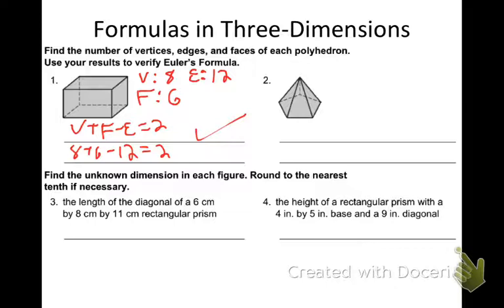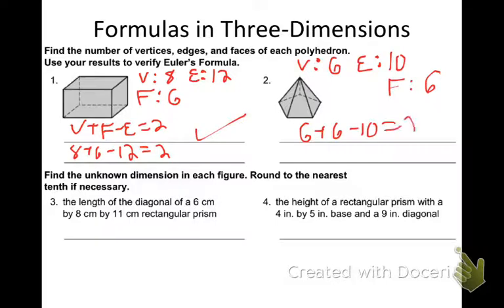Let's try number 2 here. How many vertices does number 2 have, Ryan? There are 6 vertices. How many edges does number 2 have, Troy? How many faces does number 2 have, Tom? 6. So I would say 6 plus 6 minus 10 equals 2. Is that true? 6 plus 6 is 12. Minus 10 is 2. That one checks out. So that's Euler's formula, just stating whether those are true, yes or no.